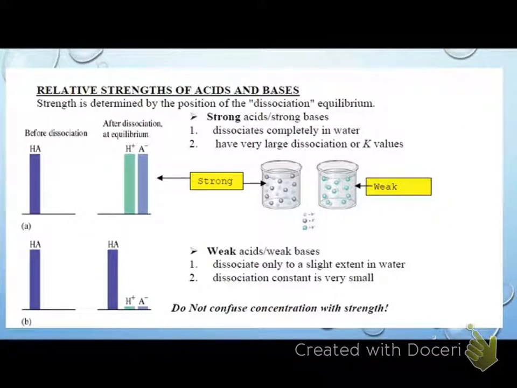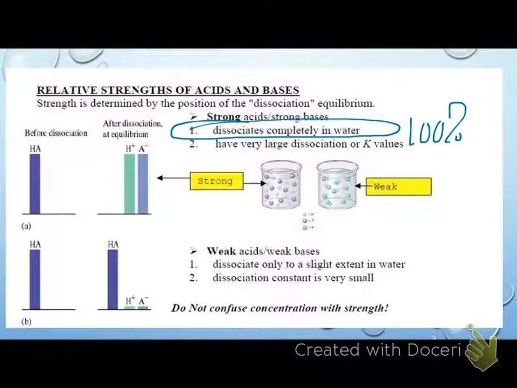So talking about relative strengths of acids and bases, that was Jared's question. What makes something a strong acid or a strong base is the ability to completely dissociate in water. So it's 100% dissociation. And they have very large dissociation, or very large K values, so we don't even report their K values because it's 100%.